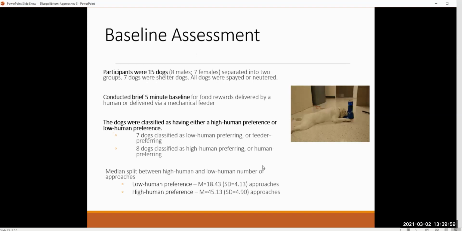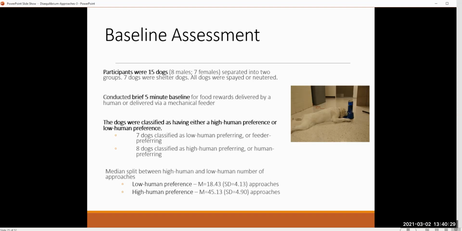They were divided into 2 groups, 7 dogs, those were the shelter dogs. They were spayed or neutered. They had a 5-minute baseline of food rewards delivered by a human or delivered by a mechanical feeder. Here's Blair. Look at your mechanical feeder. And the dogs are classified based upon that baseline as being either a high human preference, so they had more approaches to the human than they did to the feeder, or low human preference, so they had about as many to the feeder as they did human.